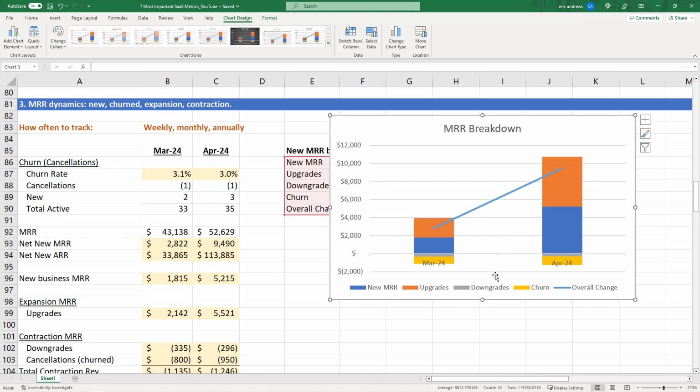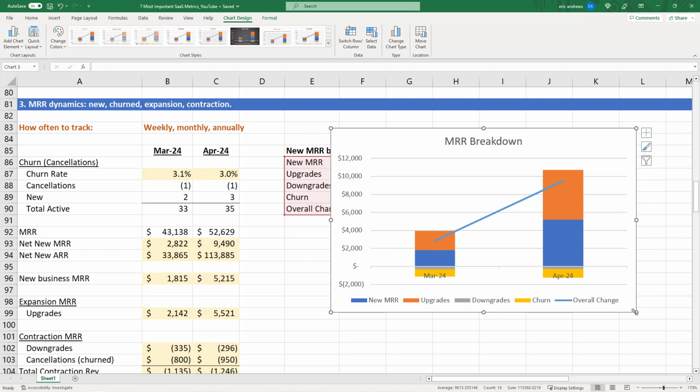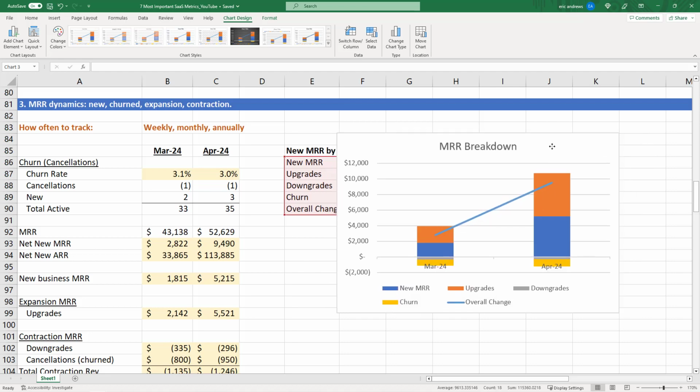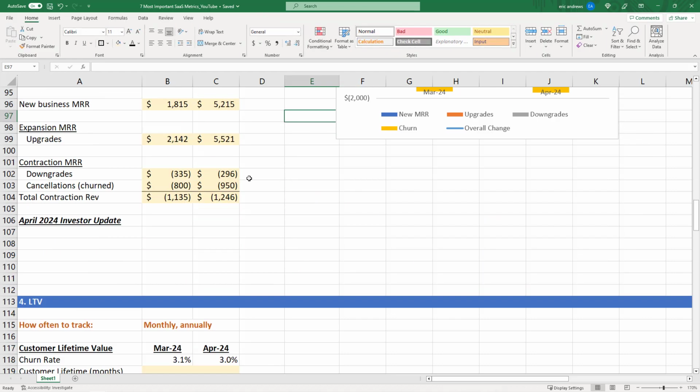So it's good over time, and you can see this kind of big chart with this line overlaid on top of it that shows the overall change. And that's a nice way to summarize your MRR performance.